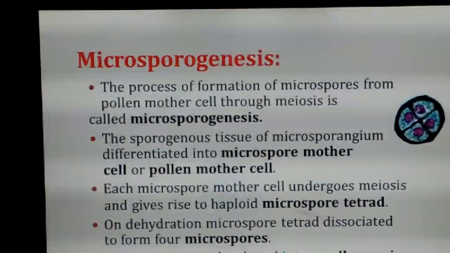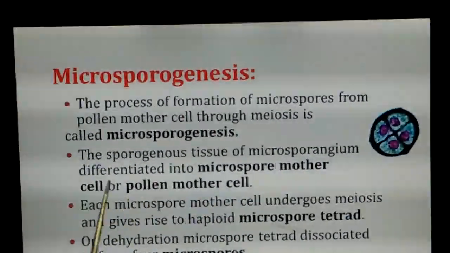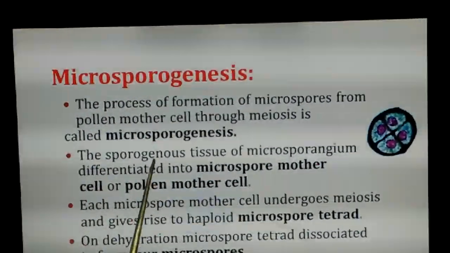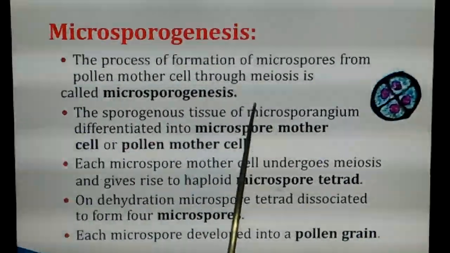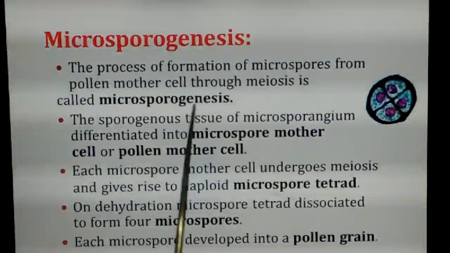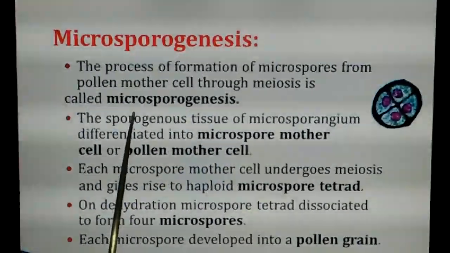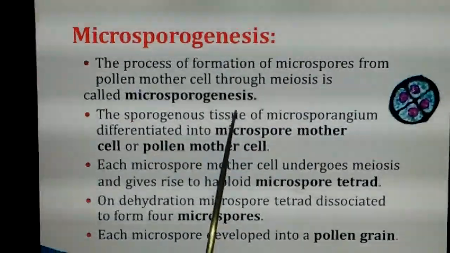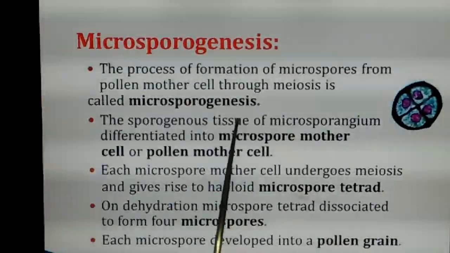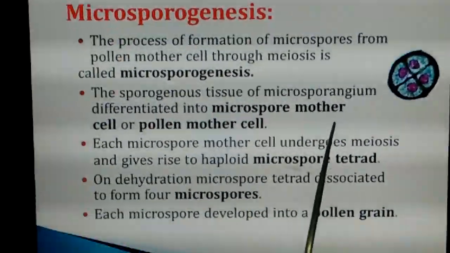So now let us see the formation of pollen grain. Pollen grains are microspores. So formation of pollen grain, you call that as microsporogenesis. Microsporogenesis means, as I already told you, it is formation. As it is helpful in the development of microspore, you call that as microsporogenesis. Microspores are formed from the cell, you call that as microspore mother cell.